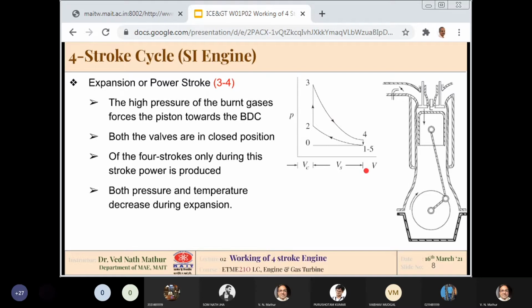Do you get my point? Yes, I get your point. But it doesn't happen like this in actual engines. So these are all again idealized phenomena.